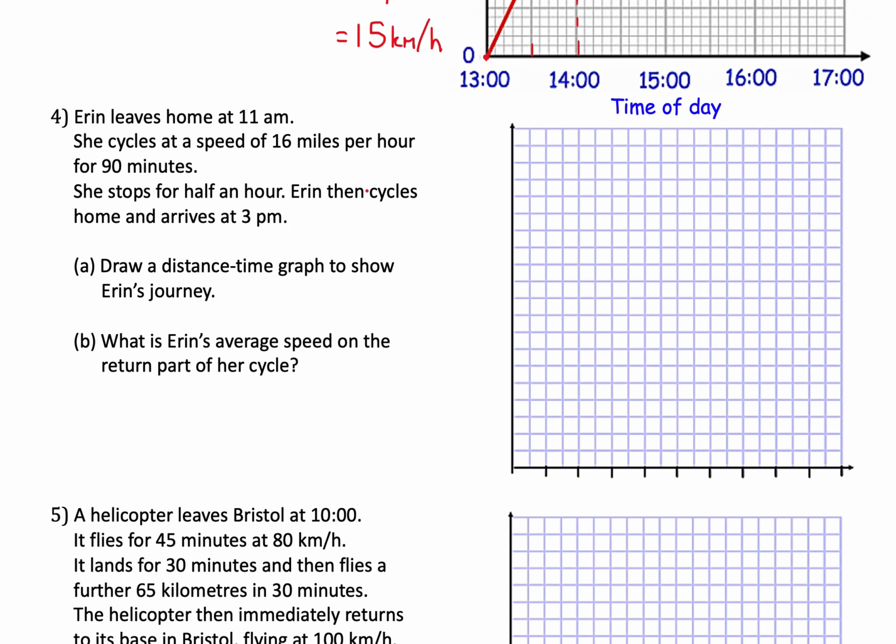Number 4, Erin leaves home at 11 AM. She cycles at a speed of 16 miles per hour for 90 minutes. She stops for half an hour and then cycles home and arrives at 3 PM. Draw a distance time graph to show Erin's journey.